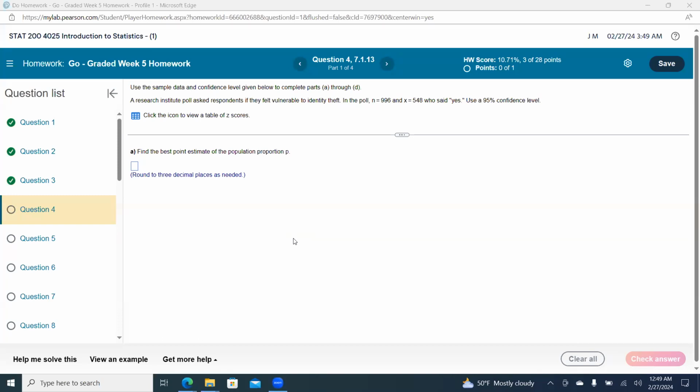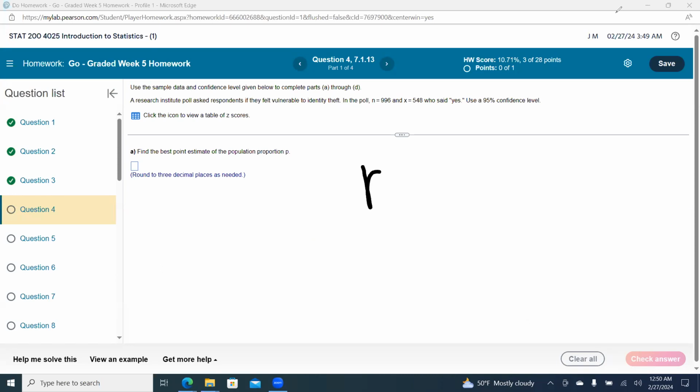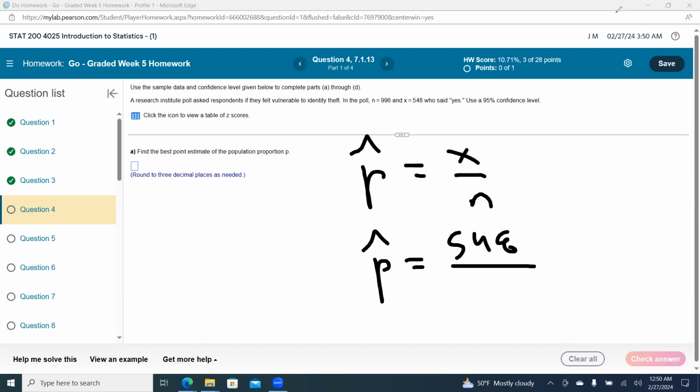So with population mean, the point estimate is literally just another name for the sample mean. With proportion, the point estimate is really just another name for the sample proportion. When they say point estimate of population proportion p, they're asking for the p hat equals x over n. We can read the thing, but we see that that's 548, whatever it is they're looking for, divided by total n of that. Yeah, so that's p hat there. 0.550.